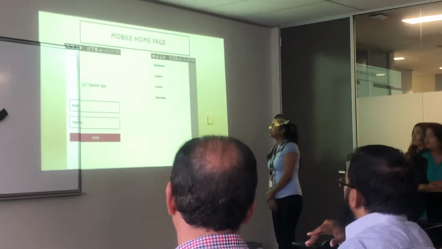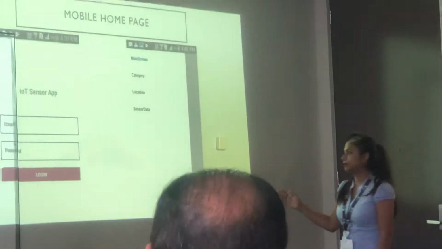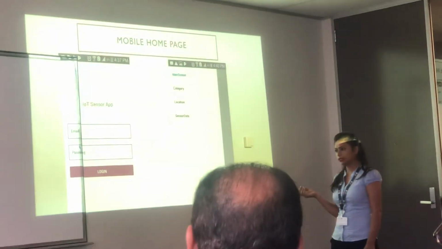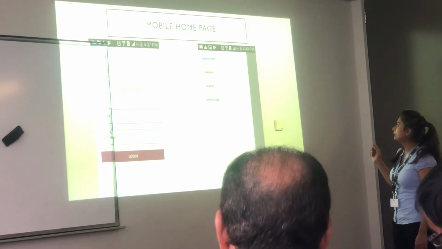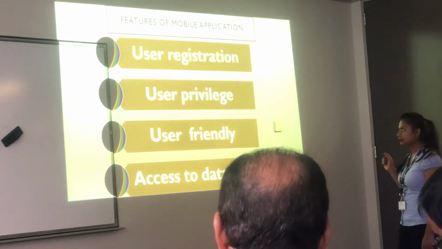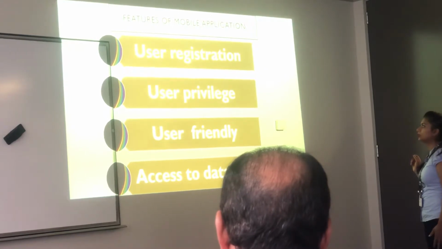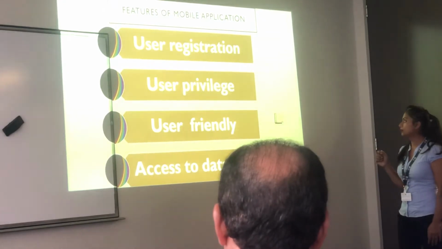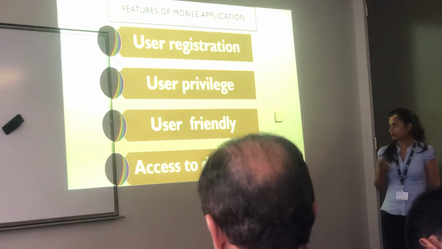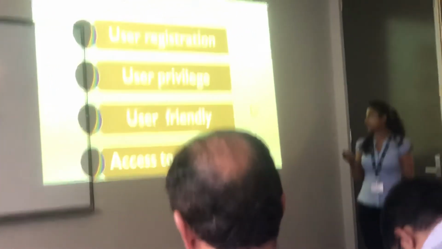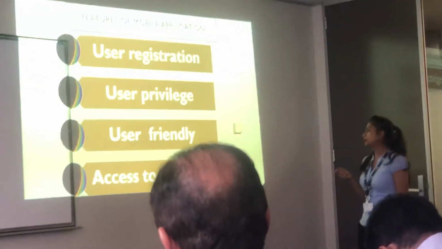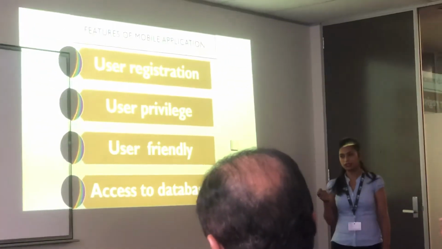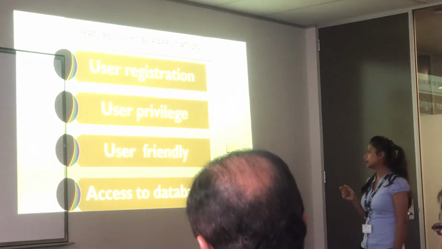Thank you. And this is the main mobile homepage, and it looks similar. First of all, users enter the email and a password to enter the website and mobile application. And these are the main category, location, and sensor data. Next, please. These are the mobile application features. User registration: first, the user has to create an account in the app. Then user privileges: if a user wants to enter our app, then he or she should log in. It is very user friendly because it is very convenient compared to a web server, and it also accesses the data from the database.